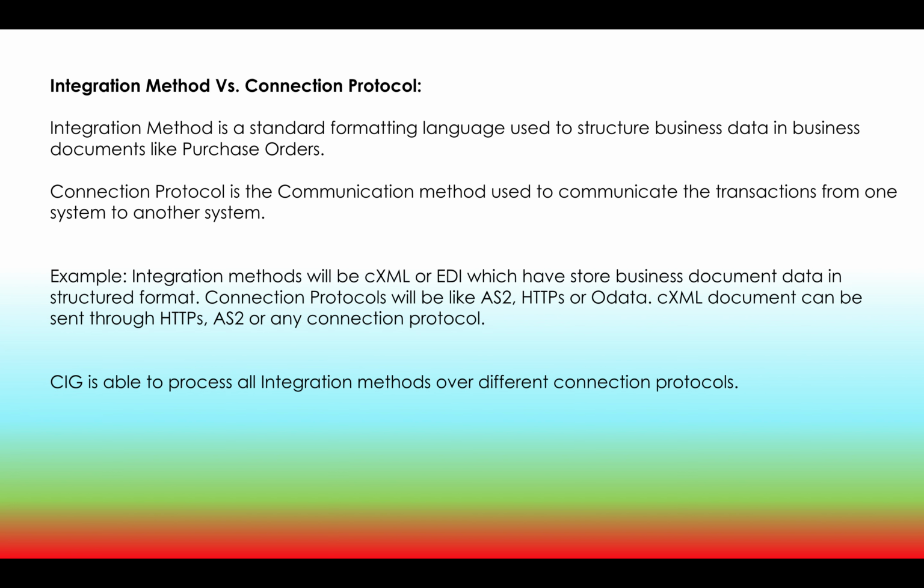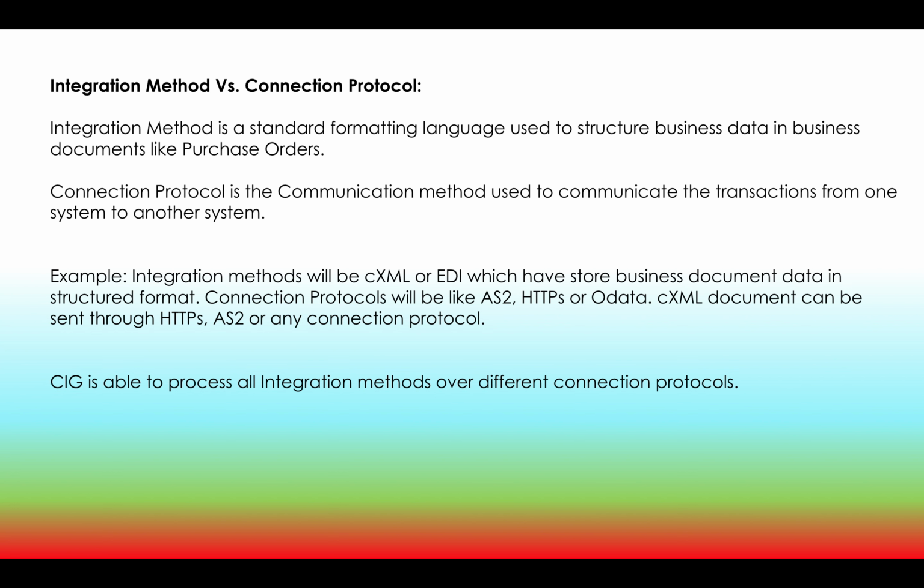See, when you want to send data from one system to another system, we need a format. How are we going to send data from one system to another system? For example, a CSV file, comma separated file, or an XML formatted file, or EDI format. So there are different formats, file structures. These structures we are calling integration method. What integration method do you use to send data from one system to another system?